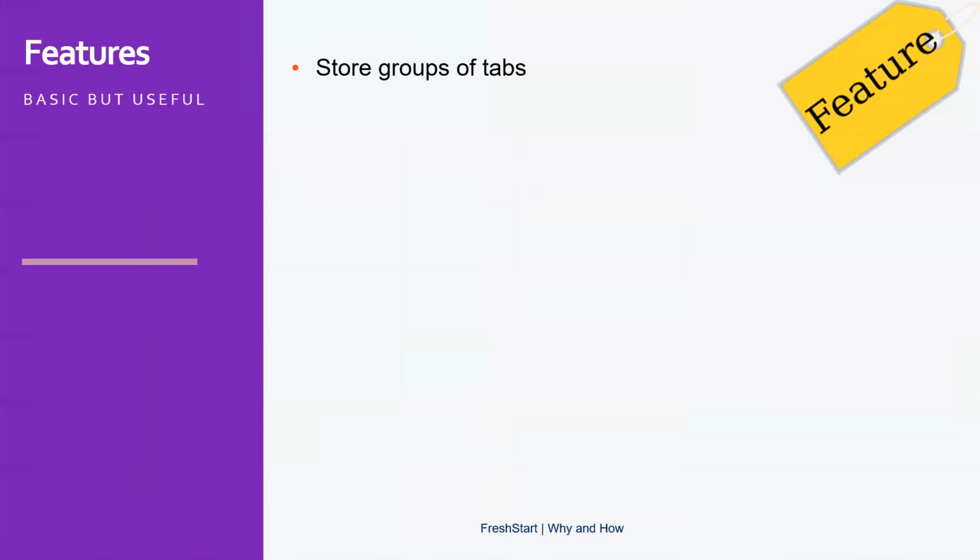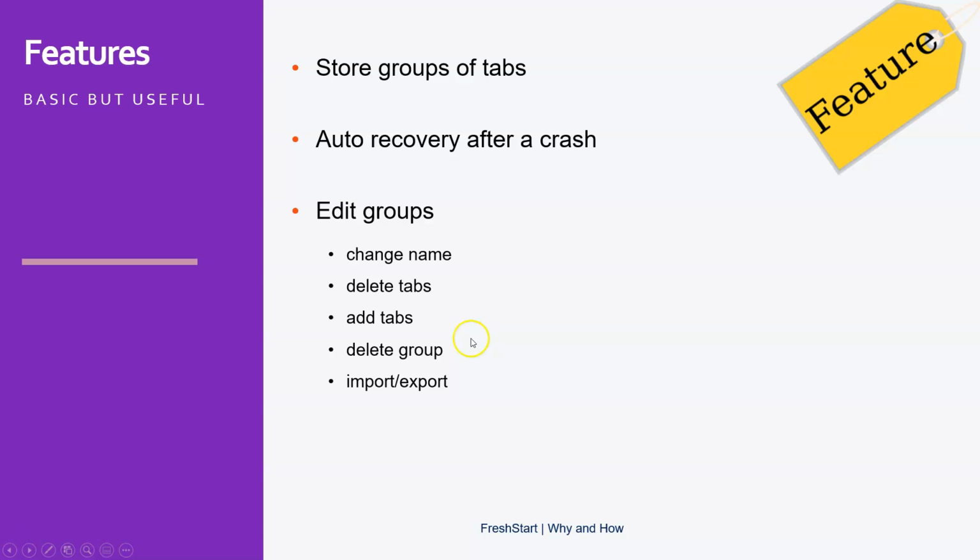So what are the features? Well, as said, you can store groups of tabs. It has an auto recovery function. So if Chrome or your computer crashes, then all these open tabs would be recovered. And you can edit your groups when you have saved them. You can change their name, you can delete tabs from the group, you can add new tabs to the group, you can delete the groups altogether, or you can import or export them.